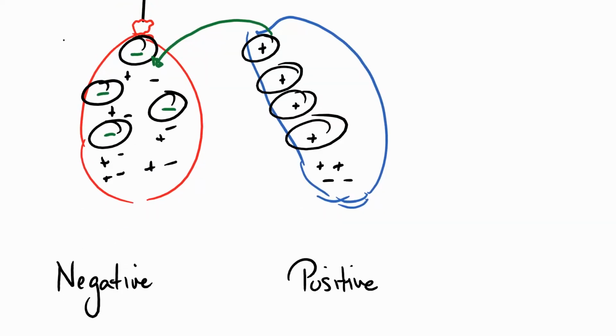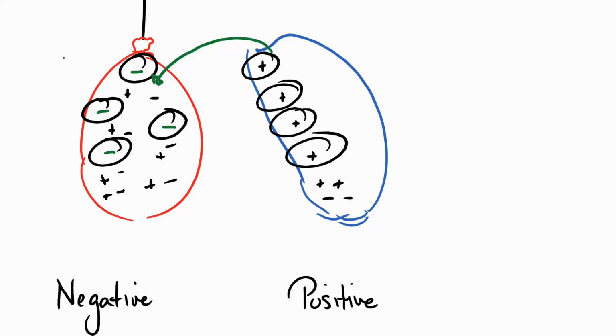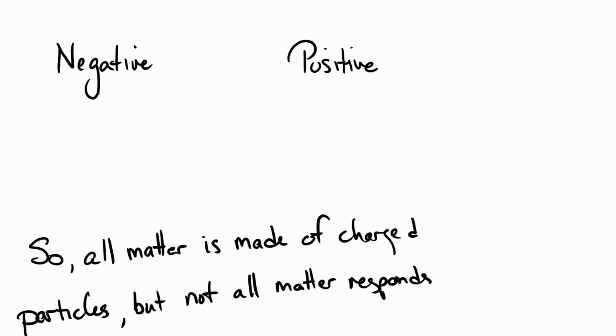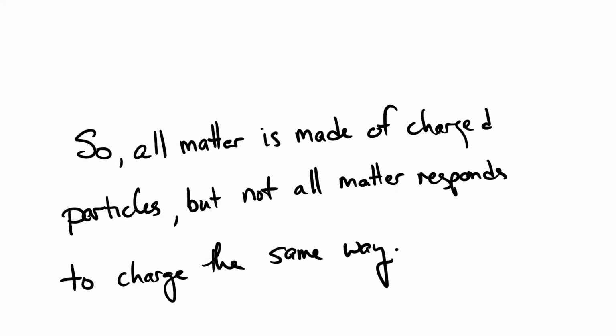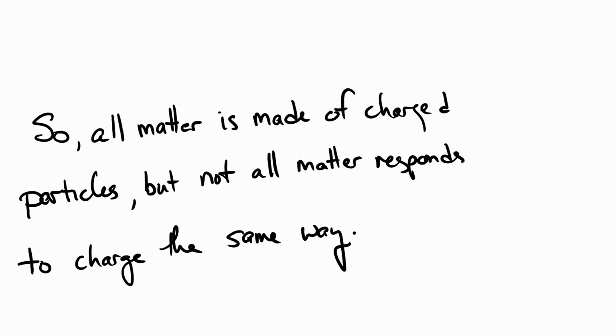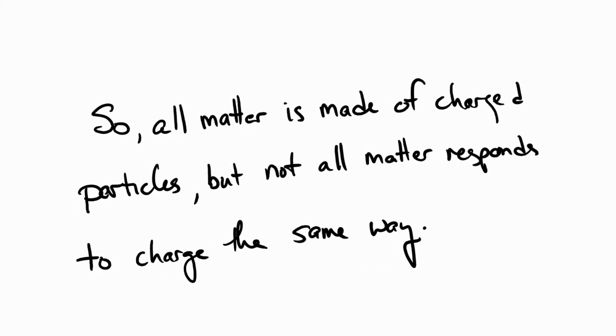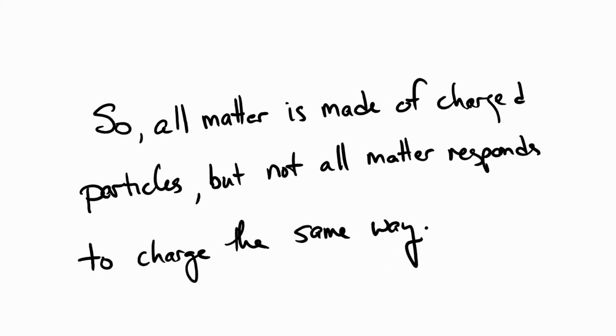We'll come back. When you take chemistry, you'll get much more into atomic models, and we'll talk about it a little maybe. But for now, we just need this basic idea that small electrons are the thing we're really thinking about as being the mobile charges in these cases. Now, the one thing that we got here: all matter is made of charged particles, but not all matter responds to charge the same way.